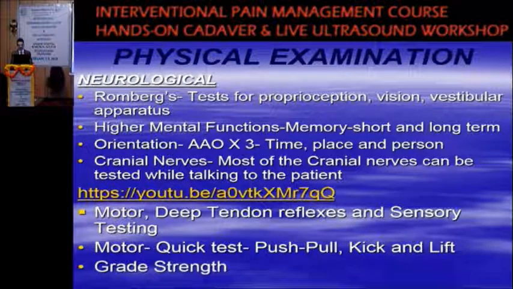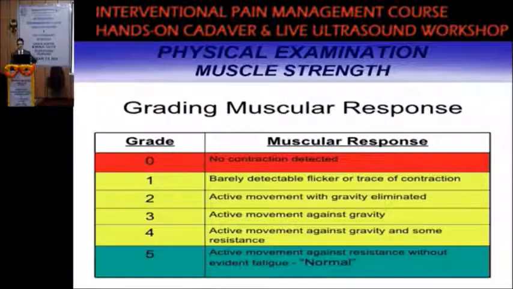Grade strength. How do you grade strength? I'm not going to go through all this. This is pure physiology. So, 0, 1, 2, 3, 4, 5, movements against gravity. So the bottom line is that you have to identify any deficits. That's the bottom line here.